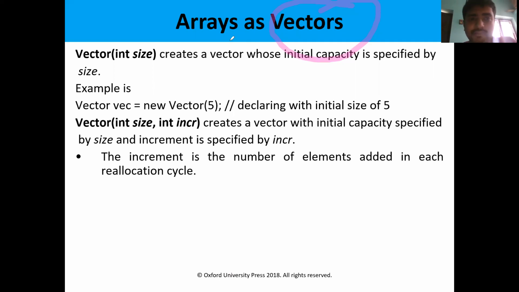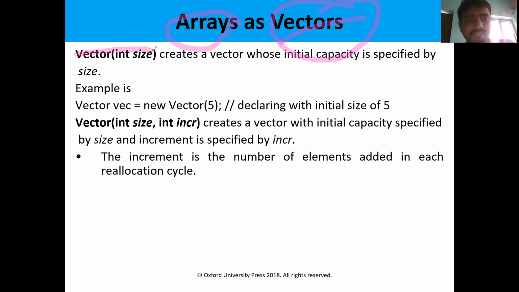So the main difference between arrays and vectors is, in arrays we cannot dynamically allocate the memory, but in vectors memory allocation is done dynamically. In vectors, memory allocation is done dynamically. So we have the class Vector in the util package. So it provides some predefined methods. So let us check one by one.